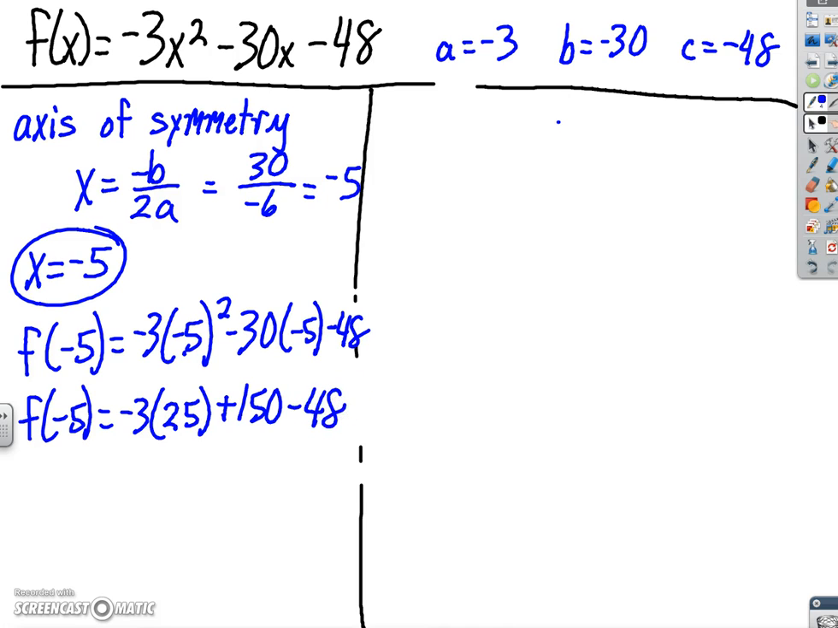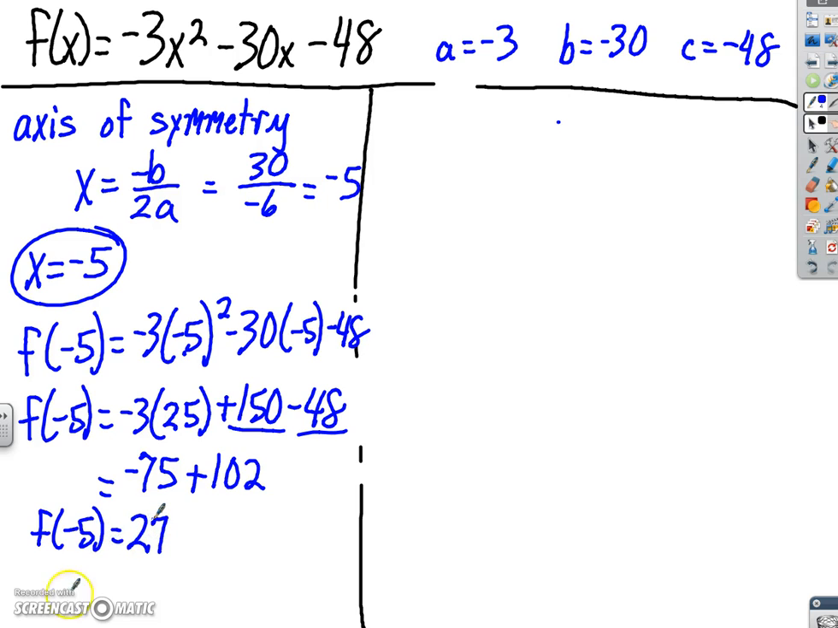Okay, so next step, when we're combining these, we've got negative 3 times 25, so negative 75. We'll go ahead and do 150 minus 48, which gives us a positive 102. Now our last step, let's finish this off. So f of negative 5 is going to equal a positive 27. So what does this tell us? That tells us our vertex is at the point negative 5, 27. So we've got that one taken care of. Axis of symmetry found. We found the vertex.